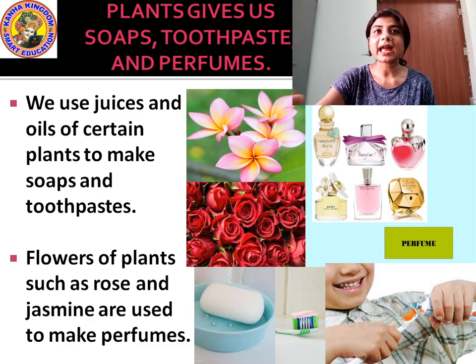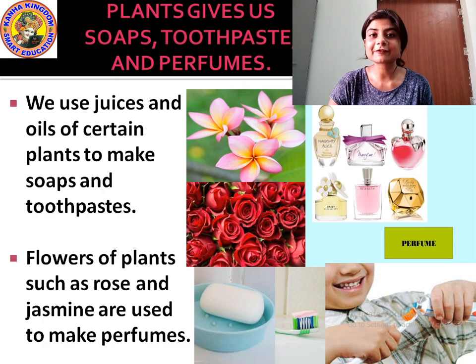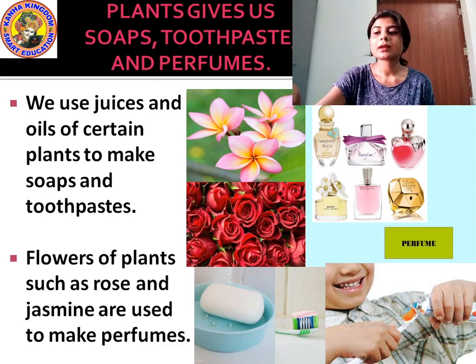Then plants give us fibers. The thread that is used to make clothes is called fiber. Different kinds of plants give different kinds of fiber. Cotton is obtained from the cotton plant. Jute is obtained from the jute plant and is used to make bags and ropes. Linen is obtained from the flax plant and is used to make clothes.